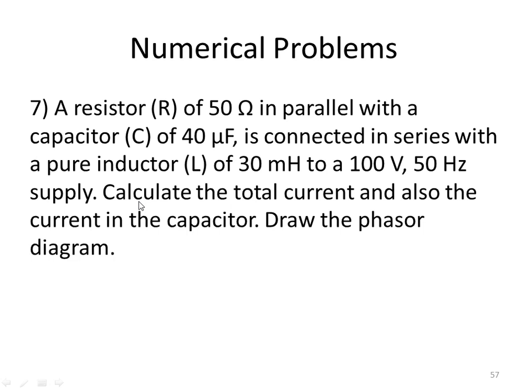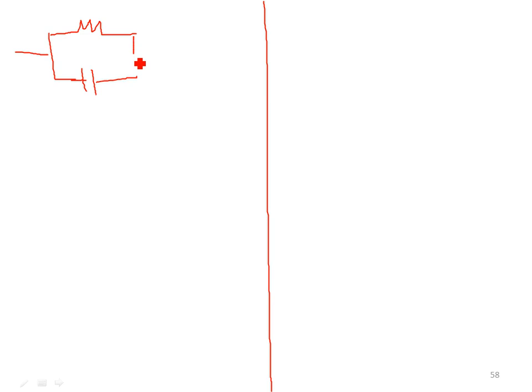Okay, so that is a question regarding series parallel circuit. That means 50 ohm and 40 microfarad are in parallel, and that combination is connected to a 30 millihenry inductance. So first of all, let me draw the circuit. Resistance R is in parallel with capacitor C, and that is connected in series with an inductor. The supply voltage is here.